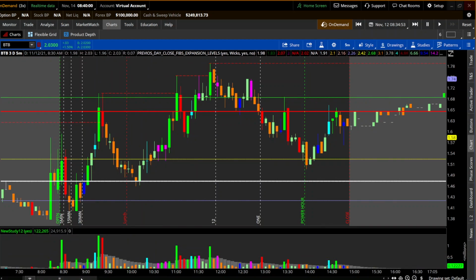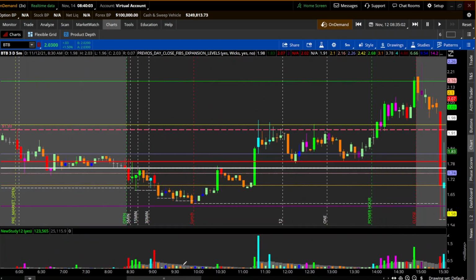I use it as areas of support and resistance, and you get the little white line as your support, and it just tracks the day's high and the day's low.